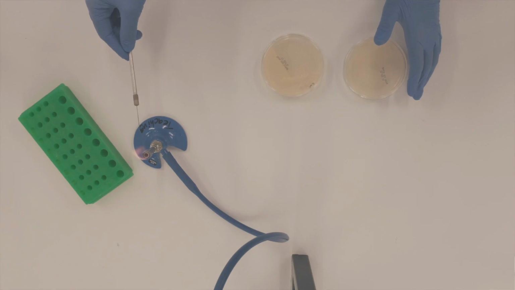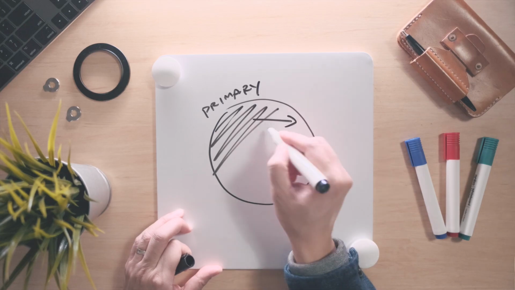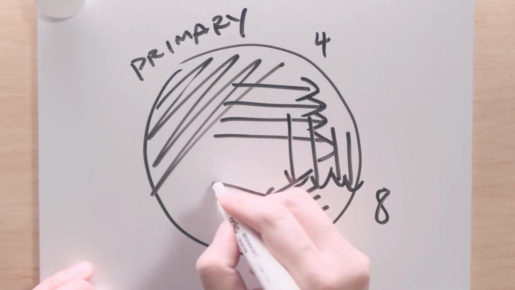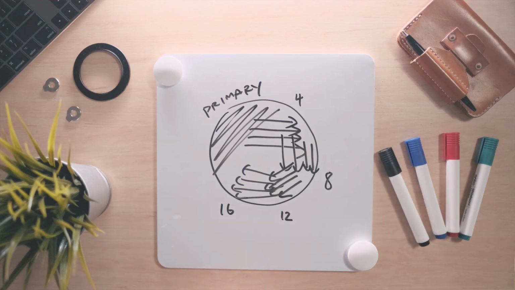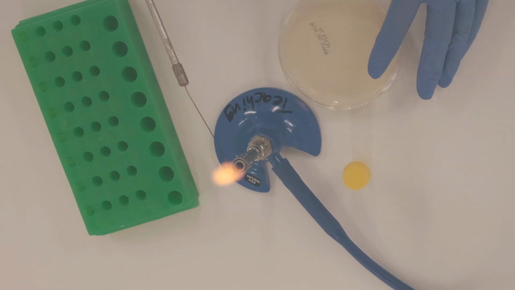The loop is then sterilized before 4 streaks are drawn from the primary inoculum to a new area of the plate. This dilutes the culture with each new streak. We then flame the loop again, and this process is repeated for 4 sets of 4 streaks, a total of 16 streaks. Remember to work close to the Bunsen burner and flame the loop between each set of streaks.